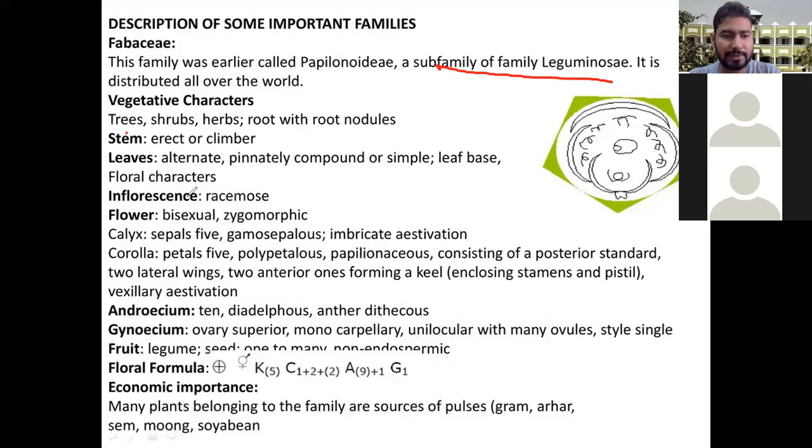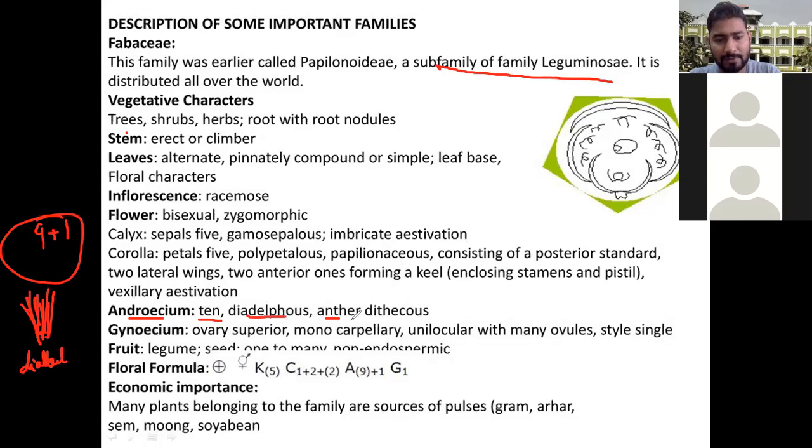Vegetative characters that we have discussed: calyx, corolla, aestivation, androecium. Now you can see androecium, 10 in number, 9 in one bundle, 9 plus 1. Okay, 9 means that is the bundle. This is the cohesion type. This condition is known as diadelphous. So 10 diadelphous, and the anther is dithecous. Most of the anthers are dithecous, I told you.